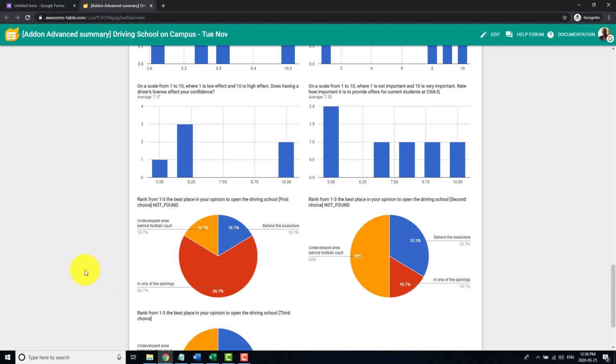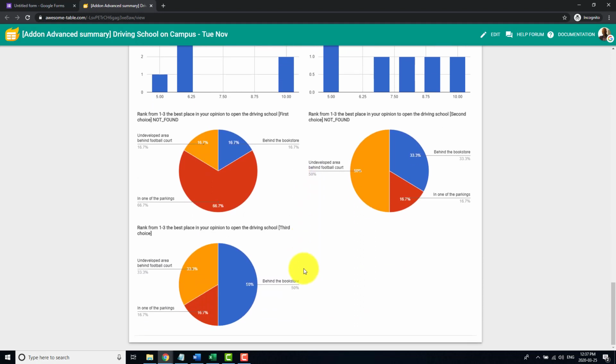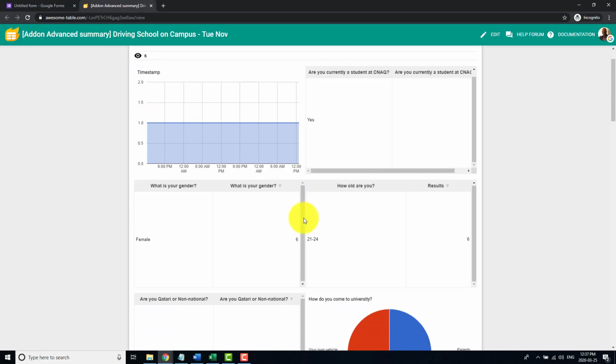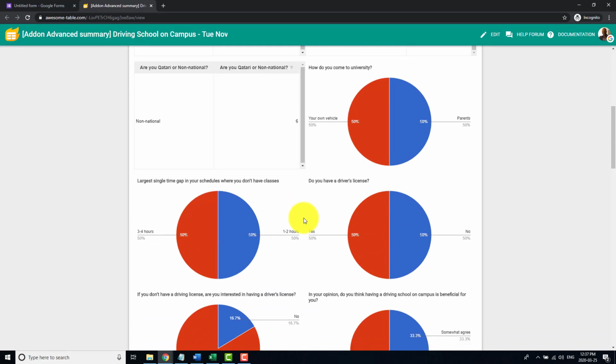Okay, place. Rank from 1 to 3 where you think this driving school should most be located. One of the parking lots. Well, that's kind of obvious, but they want it in a parking lot, not behind the football court, not behind the bookstore, in one of the parking lots. Okay, so that's where your place is. And then these are the same question, just broken down differently. What's important about this crosstabbing is finding out what your target market thinks about your business idea.